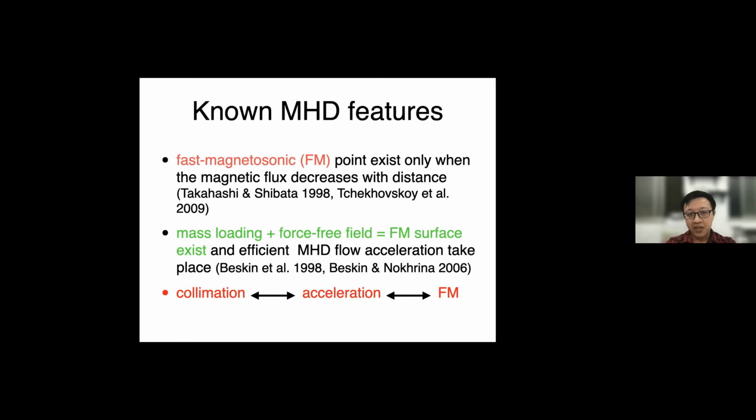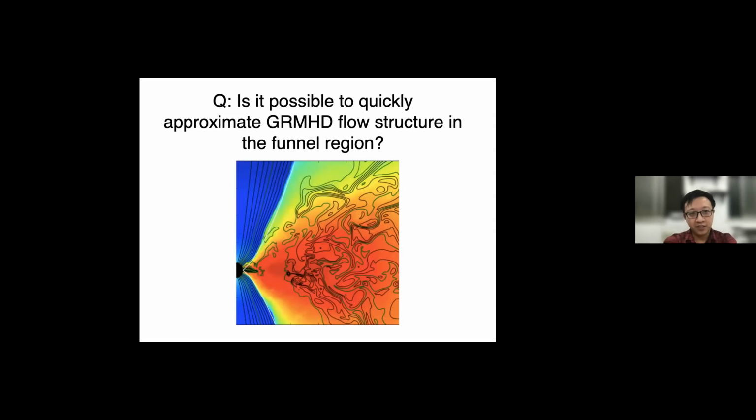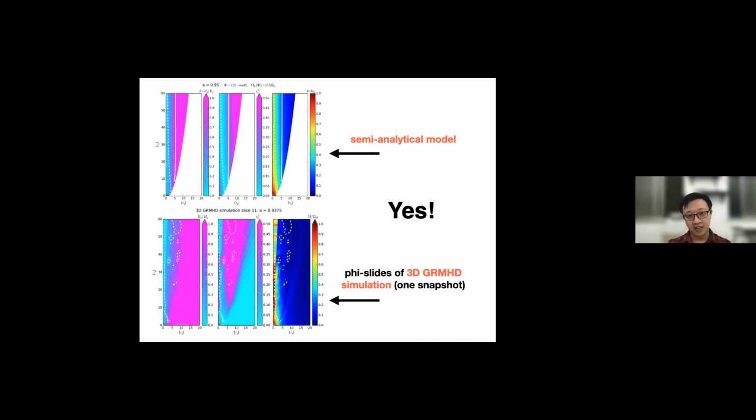And things can be even more complicated. There is coupling between jet geometry, jet acceleration, and the existence of fast magnetosonic points. So with all these difficulties, we ask: is it possible to quickly approximate the geometry and flow structure in the funnel region? And I'm happy to say yes.